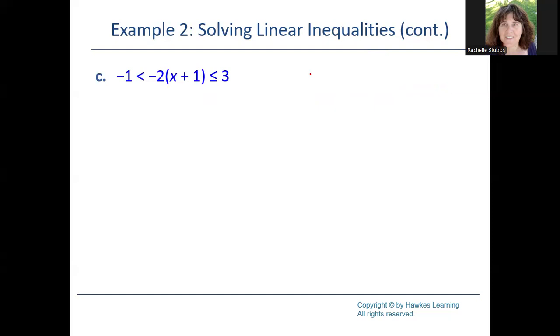Okay, here we're going to distribute first on this. Oh, this is called a compound inequality. It's in between. So I can do this 2 ways. I can write it as 2 separate problems.